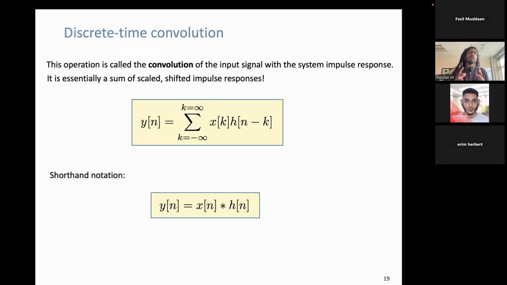Okay. And that's sort of the core. That's what we're going to use. It's one way in which we design basic types of audio effects here.